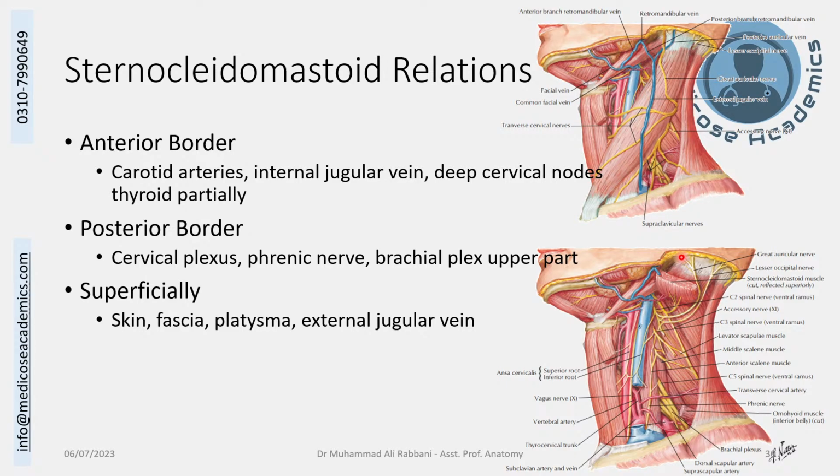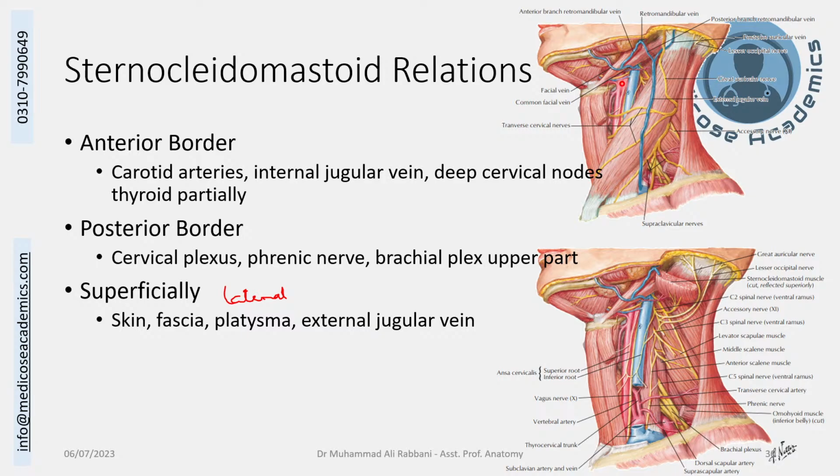We are left with the sternocleidomastoid relations. Sternocleidomastoid is related anterolaterally, superficially, as written here, and laterally. Laterally it is related to the skin, superficial fascia, the vein we discussed, the external jugular vein, and the nerves we already discussed, that is greater auricular and transverse cervical nerves. On the medial aspect, in the deep aspect, there is the cervical plexus; in the posterior aspect there is the cervical plexus, phrenic nerve exiting, and brachial plexus in the upper part.